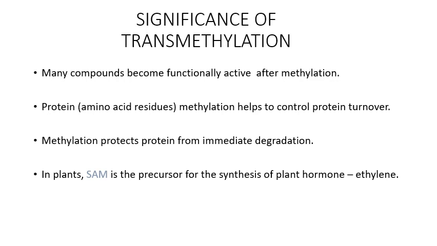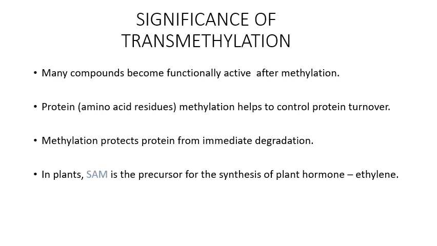Now the significance of transmethylation: many compounds become functionally active after methylation. And protein methylation, specifically methylation of amino acid residues, helps to control protein turnover, and methylation protects the protein from immediate degradation, which we learn in transcription, translation, post-transcriptional and post-translational modification. And in plants, SAM, that is S-adenosyl methionine, is a precursor for the synthesis of the plant hormone ethylene. So this is all about transmethylation. If the question comes as transmethylation for 5 marks with examples, you are supposed to write these many points.